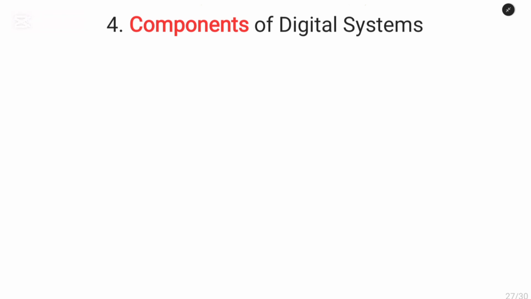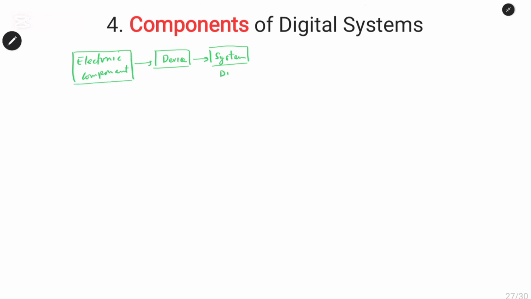Previously, we said something about how the system normally being derived, and we start from the electronic component to a device, and we have the system. So the different thing that differentiate this type of system is the digital. Therefore, the electronic component, which is the building blocks of a digital system, can be regarded as a digital component.